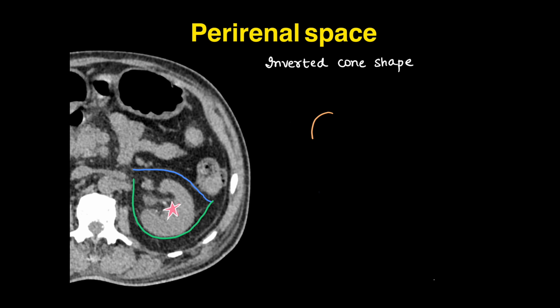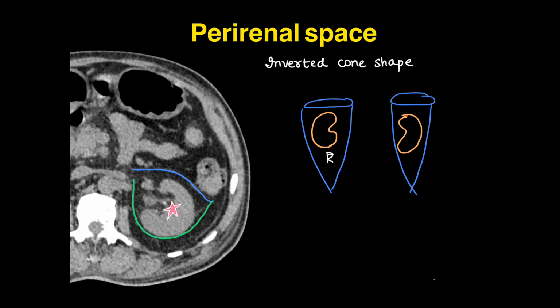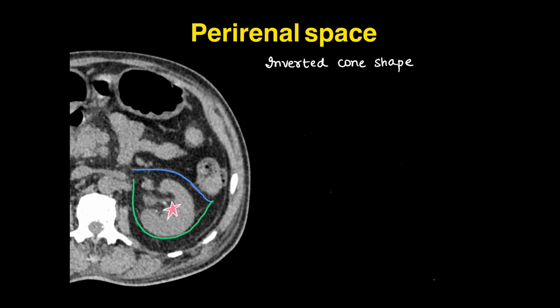Both on right side and left side we have perirenal spaces, and both are a little different in their boundaries. So this is on right side, this is on left side. On right side what happens is it is directly in contact with the bare area of liver, not covered by peritoneum. We'll see sagittal sections. I'll show the diagrammatic illustration in sagittal section how it looks.